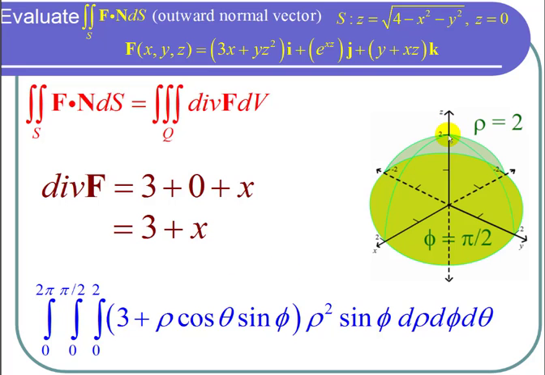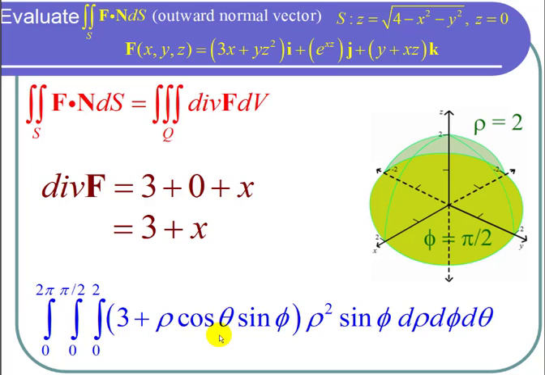Phi goes from 0 to pi over 2. And rho goes from 0 to 2. And then 3 plus x, where x in spherical coordinates is rho cosine theta sine phi. And then dV in spherical coordinates is rho squared times sine phi, d rho, d phi, d theta.